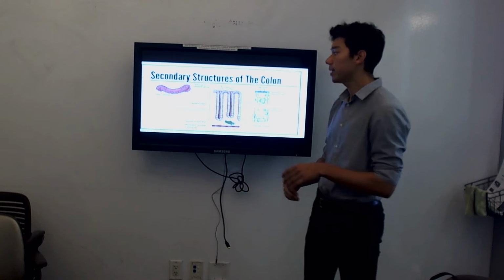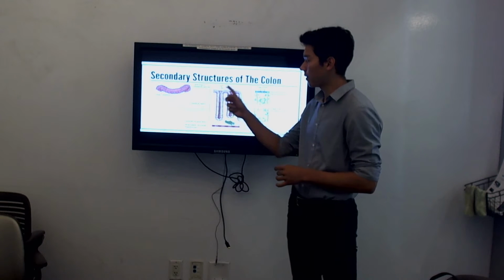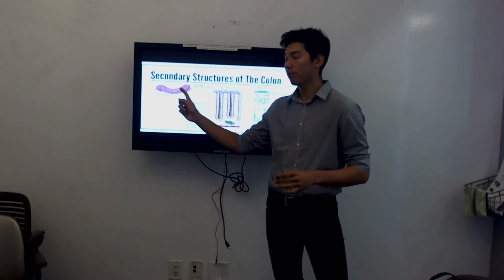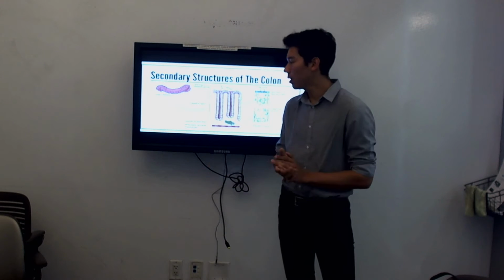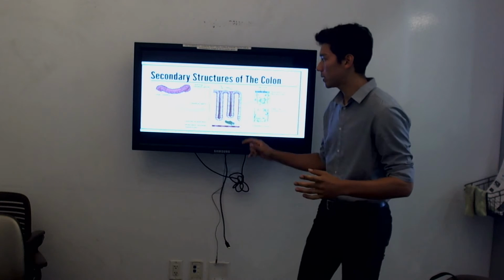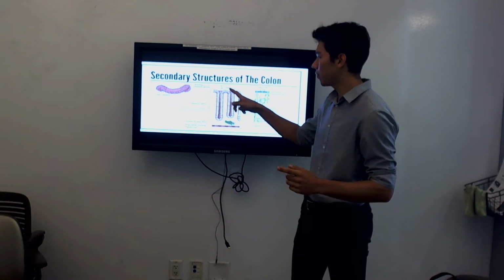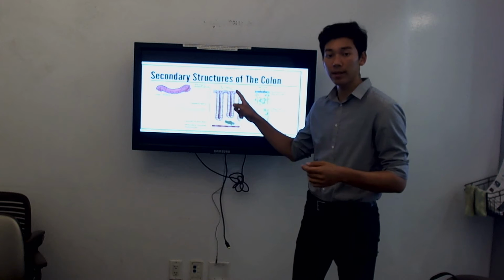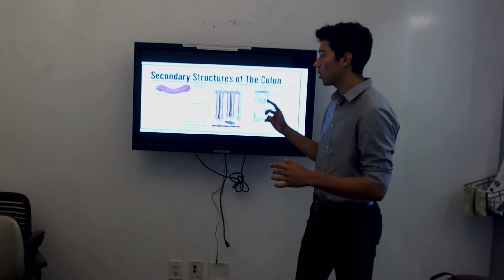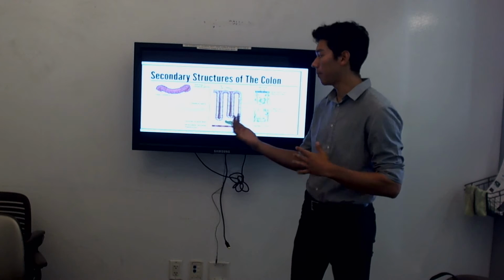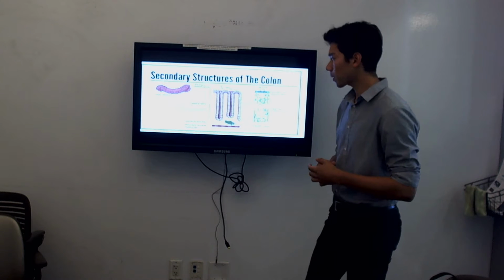Alright, so for some secondary structures of the colon, this is a cross-section of one wall of that large intestine, also known as the colon. And it's really important that this tissue has interstitial glands. These holes are essentially so that the large intestine can secrete and absorb different kinds of materials.